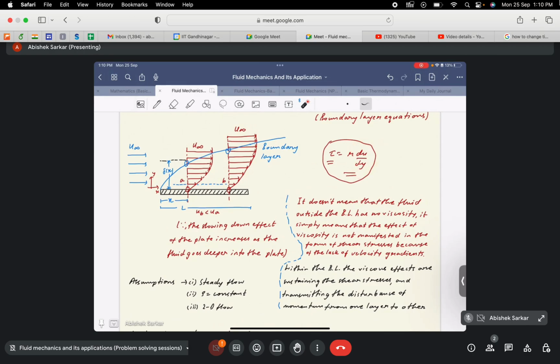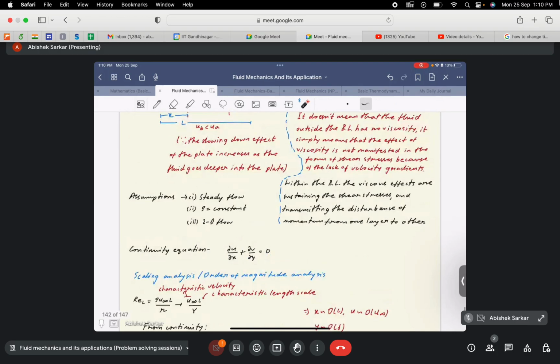What this essentially means is that since the velocity gradient at this point is 0 compared to this region, the fluid is not able to experience the shear stress generated because of the existence of the plate in the flow field. That's what it basically means. And within this boundary layer, the viscous effects sustain the shear stresses and transmit the disturbance of the momentum from one layer to another. I guess this is very self-explanatory.